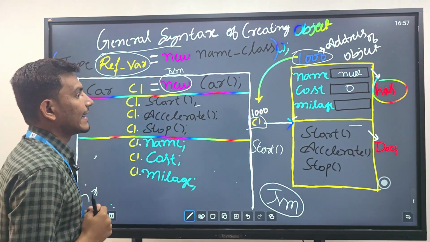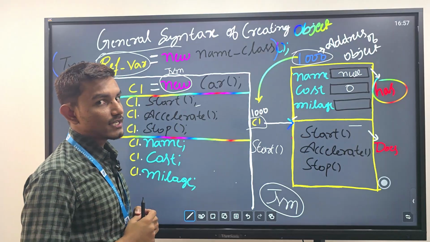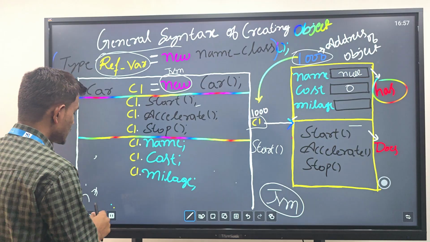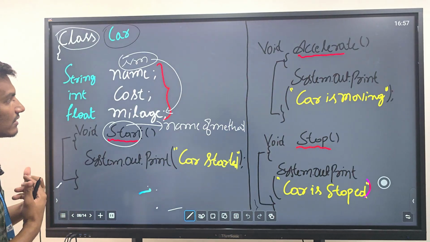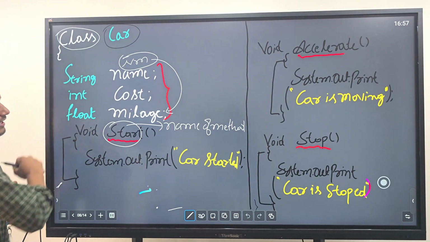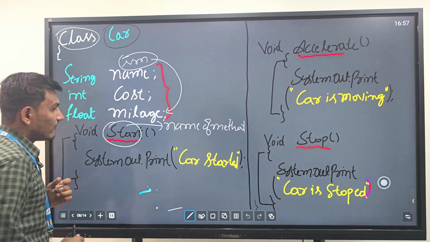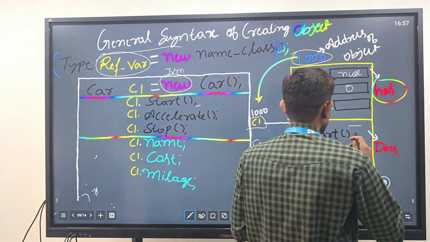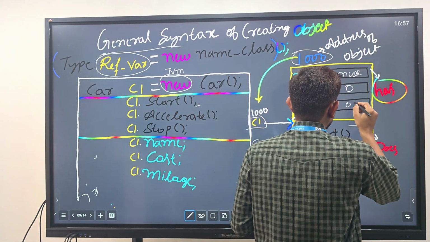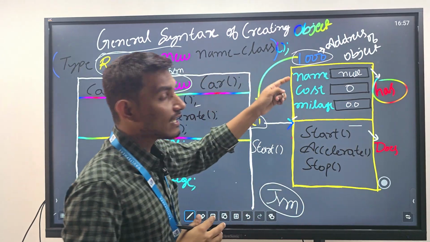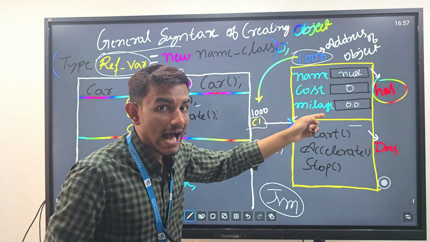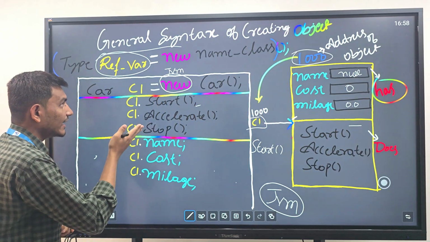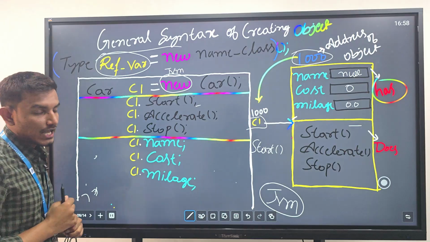Now, guys, what is the default value for the mileage? If I didn't specify it, Java will allocate a default value based on the data type. What is the data type? Float. For the float, the default value Java will allocate is 0.0. These are the default values allocated by Java if we didn't specify any value.